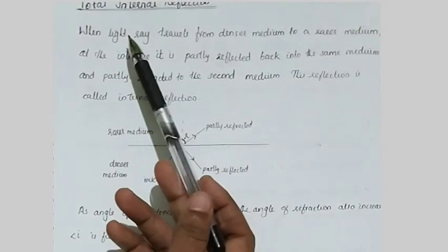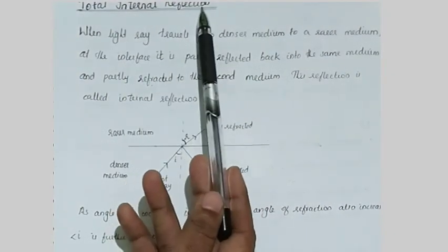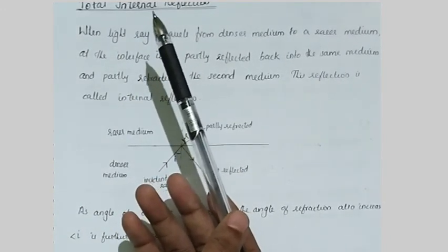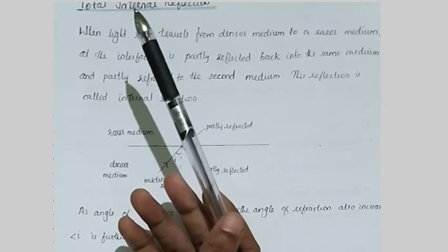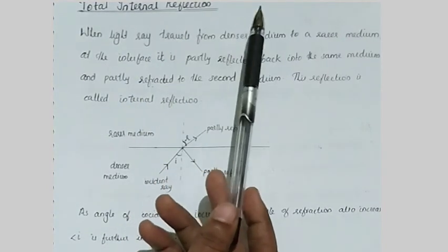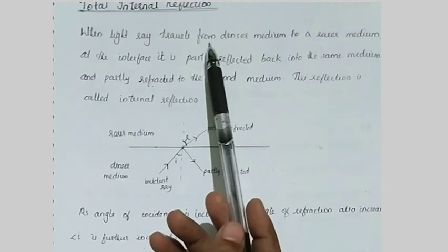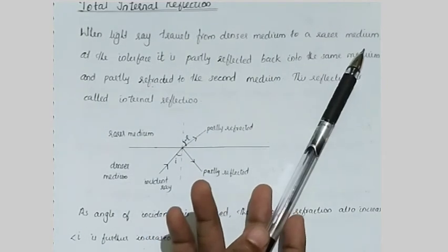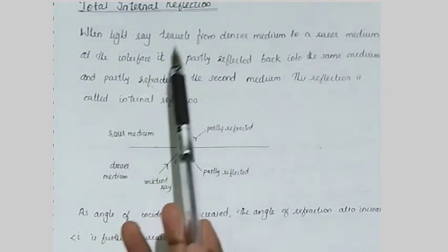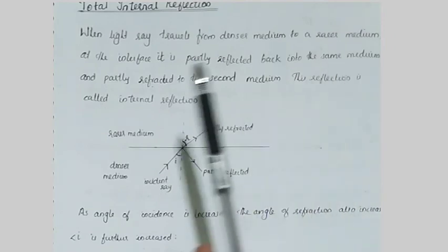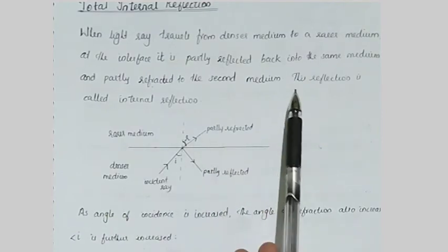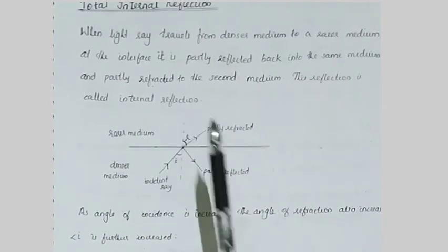Now another important phenomenon of light is total internal reflection. As we said, when light travels from one medium to another, a part of the incident ray gets reflected back and the other part is refracted. For total internal reflection to occur, the light ray must travel from a denser medium to a rarer medium. At the interface it is partly reflected back into the same medium and partly refracted into the second medium. This reflection is called internal reflection.